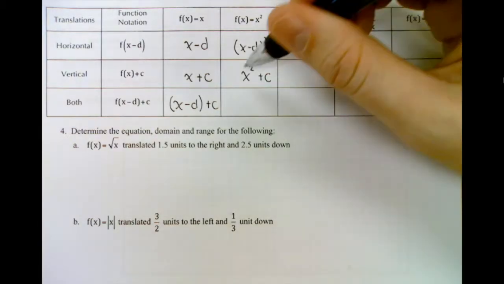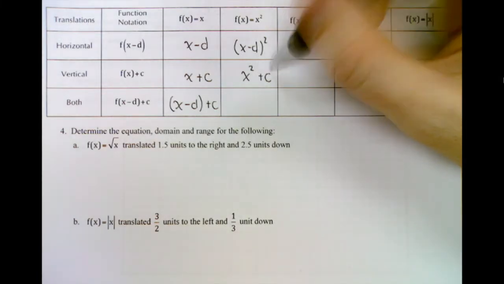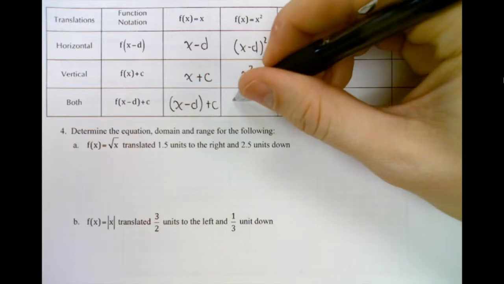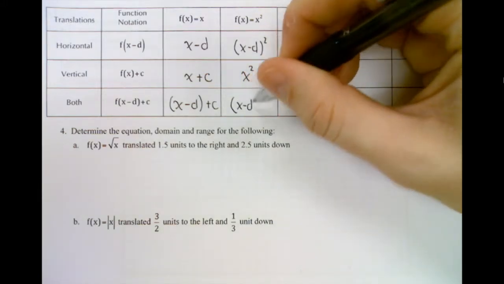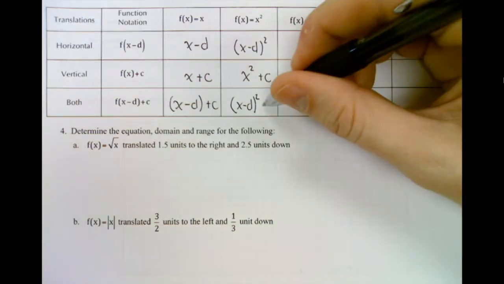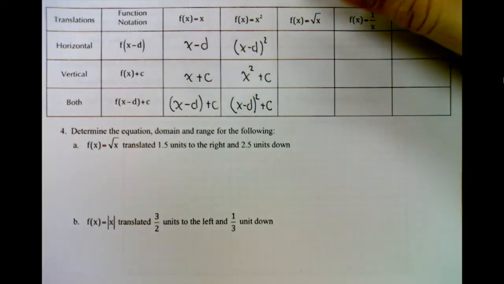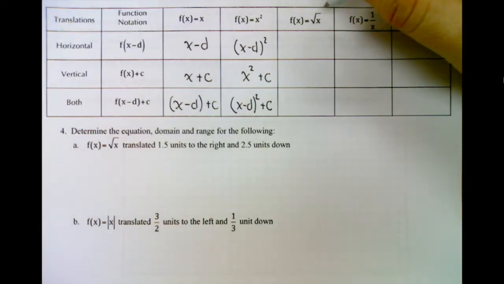Vertical acts on the function, outside the squared, plus c. If you have both together, it would look like this. X minus d, d acting on x directly inside the function, inside squared, c acting on the whole function outside. I'll do one more and then I'll get you to try the last two on your own. D acting directly on x inside the function.